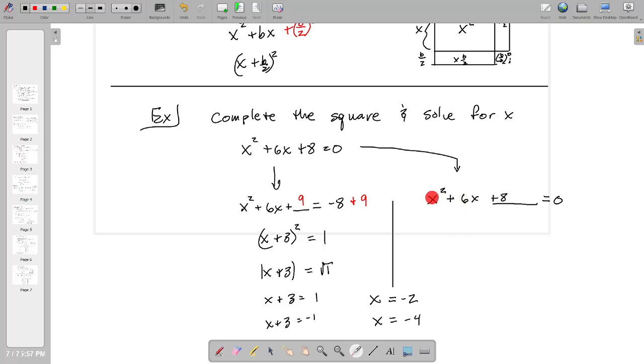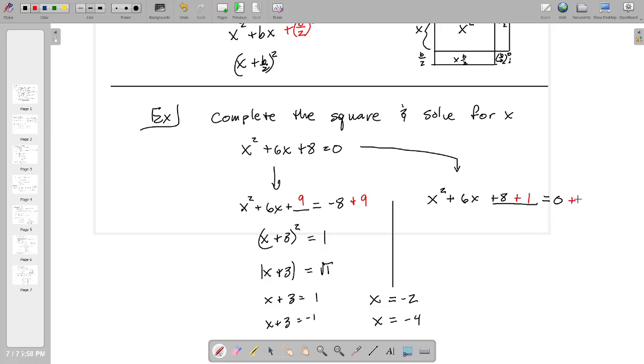Now, we're only looking at these two terms here, x squared plus 6x. How do I complete the square? You divide your b by 2. So 6 divided by 2 is 3, and 3 squared is 9. So I need my line to contain 9, but right now it only has 8. So instead of subtracting the 8 to the other side and adding 9, what I'm going to do is keep the 8 there, and I'm going to add the number that I need in order to get to 9. So I need to add 1.